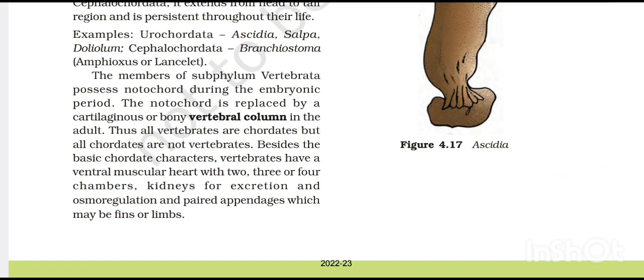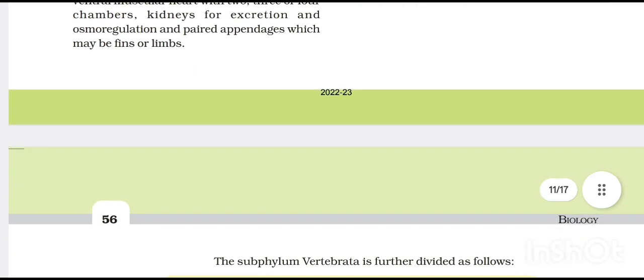The members of Vertebrata possess notochord during embryonic period. Notochord is replaced by a cartilaginous or bony vertebral column in the adult. Thus all vertebrates are chordates, but all chordates are not vertebrates. Besides the basic chordate characters, vertebrates have a ventral muscular heart with 2, 3 or 4 chambers, kidney for excretion and osmoregulation, and paired appendages which may be fins or limbs.